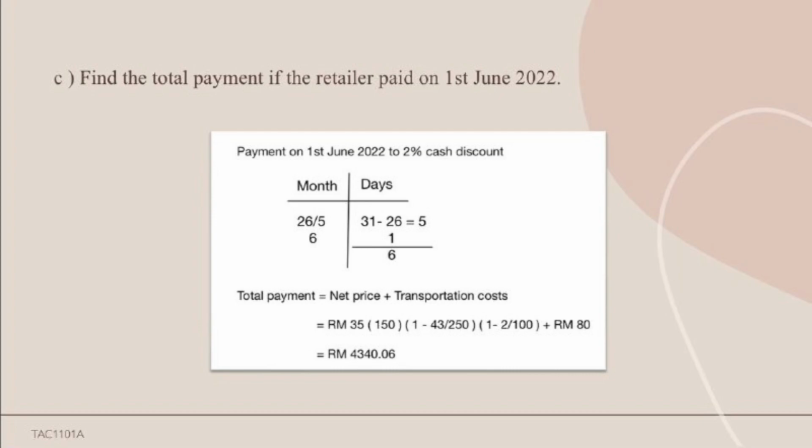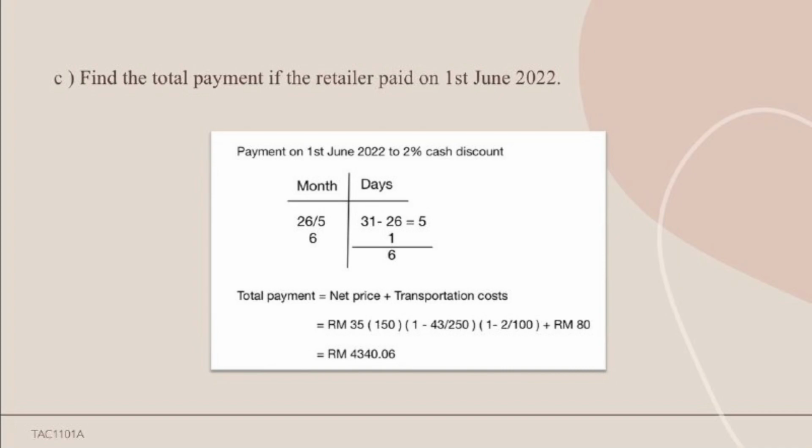For question C, find the total payment if the retailer paid on 1st June 2022. First, we must find the day the payment was made. So, payment on 1st June 2022 is entitled to 2% cash discount. The formula for total payment equals net price plus transportation cost.